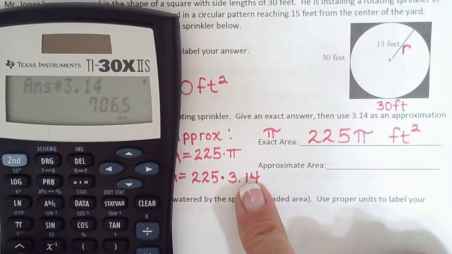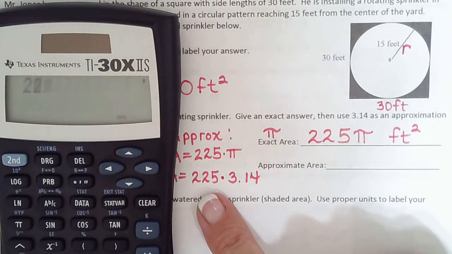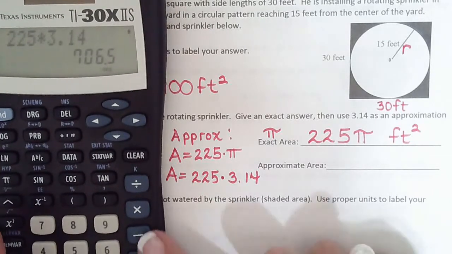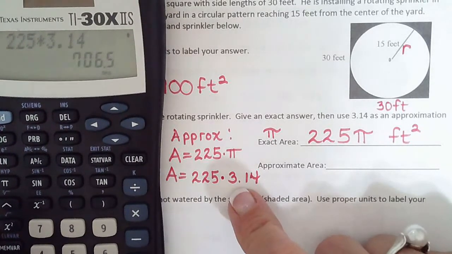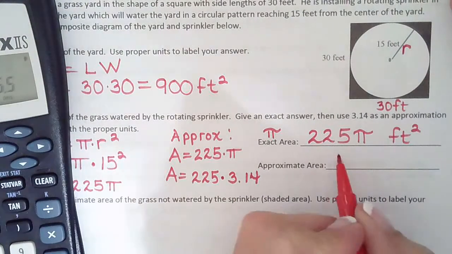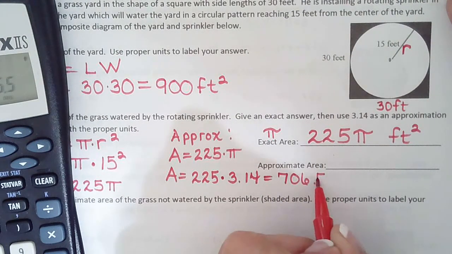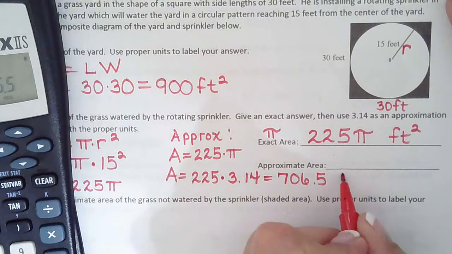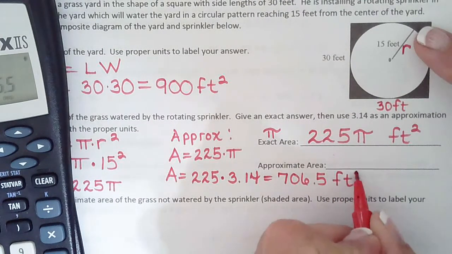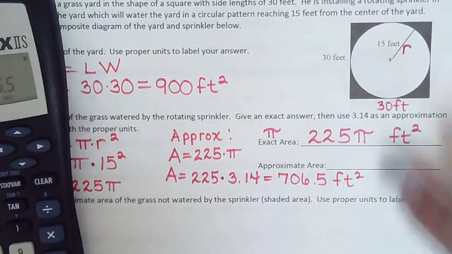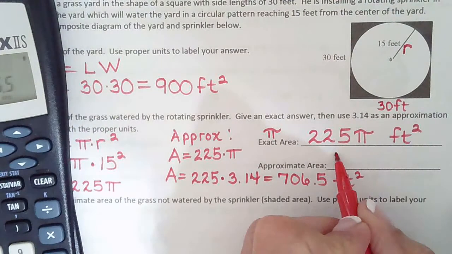So 706.5. And if you're not sure, just type it again, 225 times 3.14. And the multiplication key's there, so that's 706.5. And every area problem has to have square units. So the units are feet, so you write feet squared.